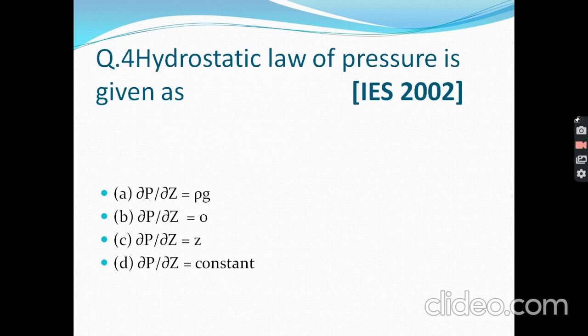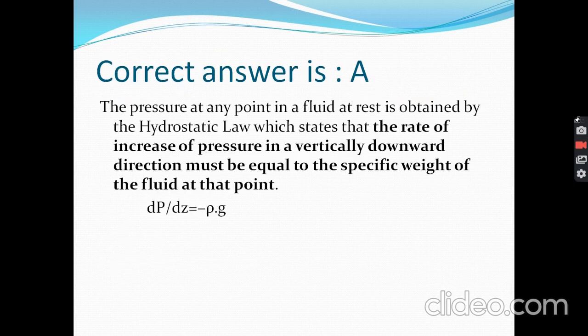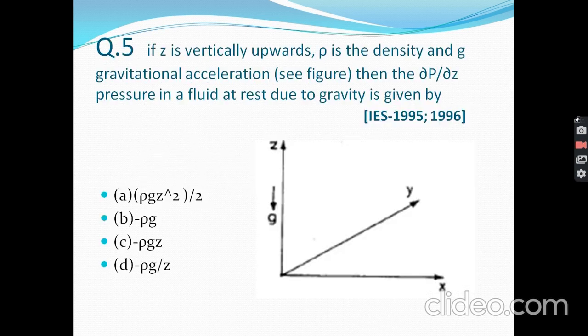Question 4. The hydrostatic law of pressure is given as: option A, dp by dz is equal to rho g; dp by dz is equal to 0; dp by dz is equal to z; dp by dz is equal to constant. So the correct answer is A. The pressure at any point in a fluid at rest is obtained by the hydrostatic law, which states that the rate of increase of pressure in the vertically downward direction must be equal to the specific weight of the fluid at that point. So dp by dz is equal to minus rho g.